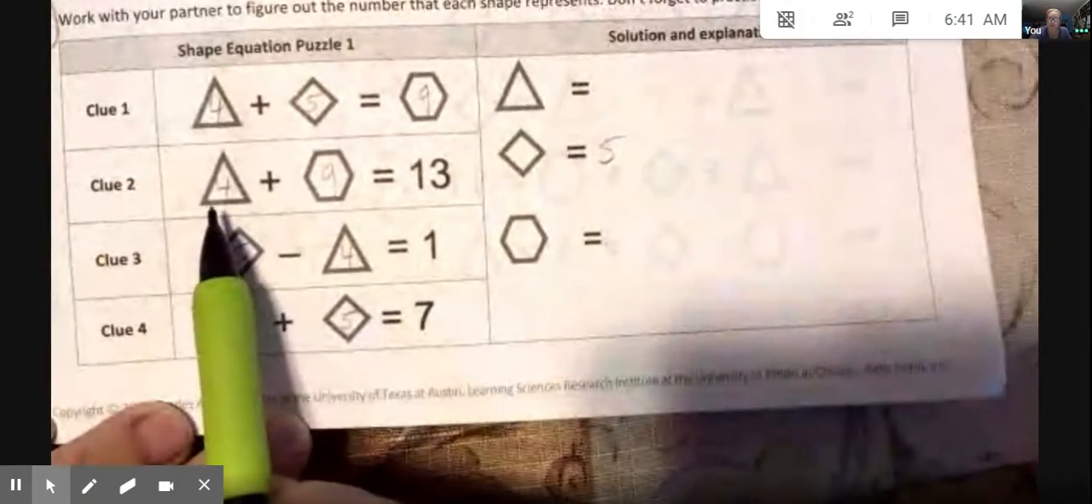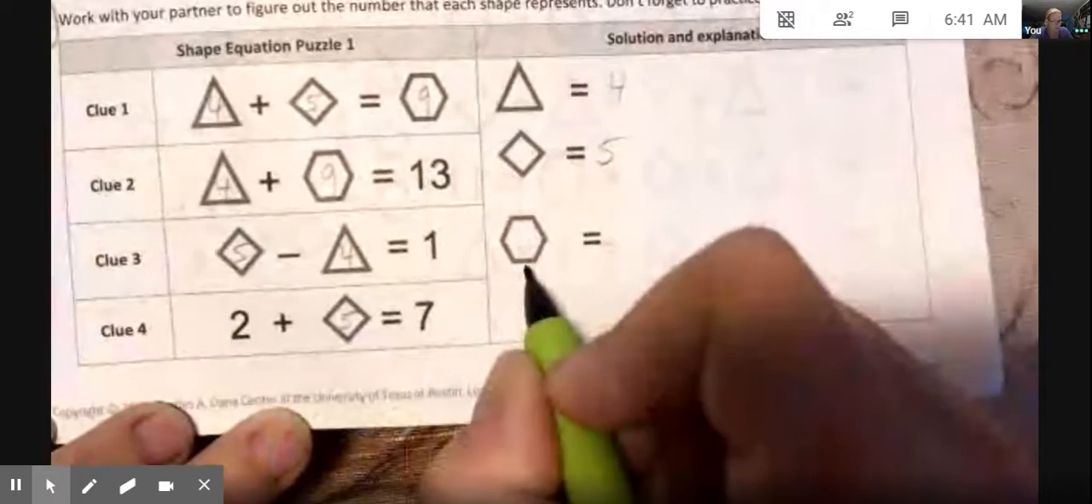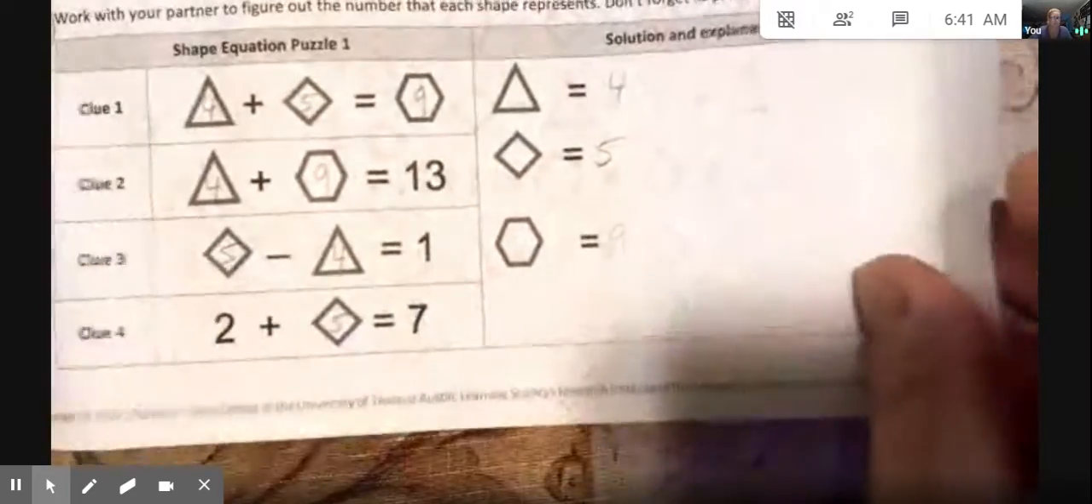4 plus 5 gives us 9. And let's check and make sure this works. 9, 10, 11, 12, 13. So we're good. So a triangle is 4 and hexagon is 9.